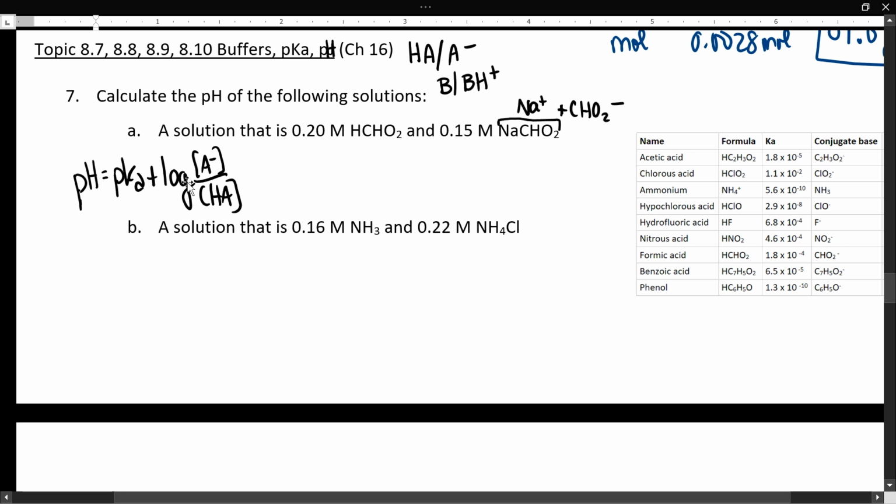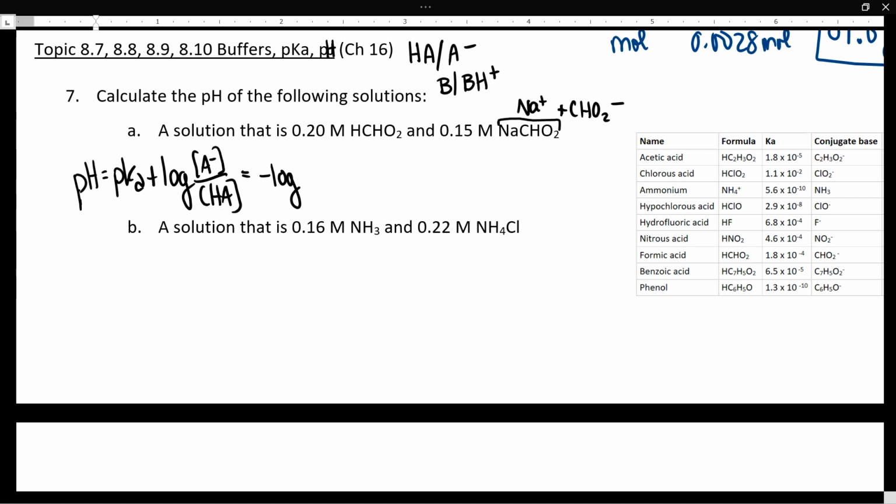pH equals pKa plus log A minus over HA. It's also really important to identify which is which and make sure you're putting these molarities in the right spot. So let's go through this one. The pKa is the negative log of the Ka. And there are some Ka values given to you on this page. So for formic acid, the Ka is 1.8 times 10 to the negative 4. And then plus log, and I'm going to put the base, the sodium formate, so that's 0.15 molar, that's the base. And then the acid is the 0.2 molar formic acid.